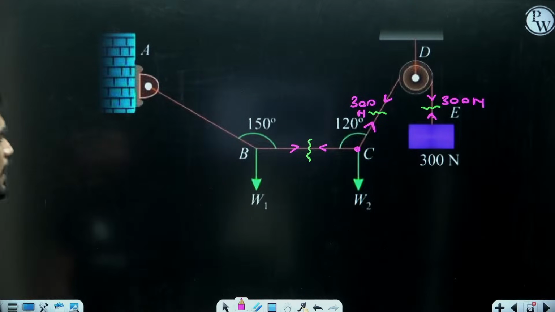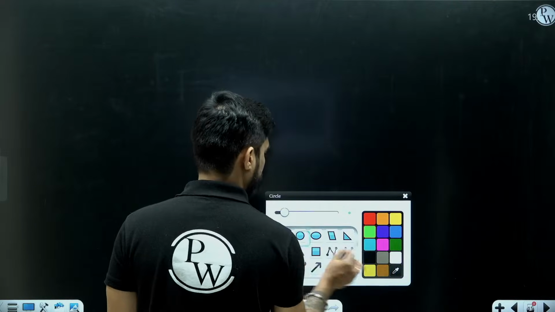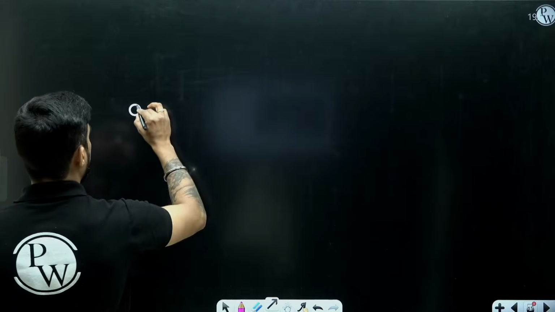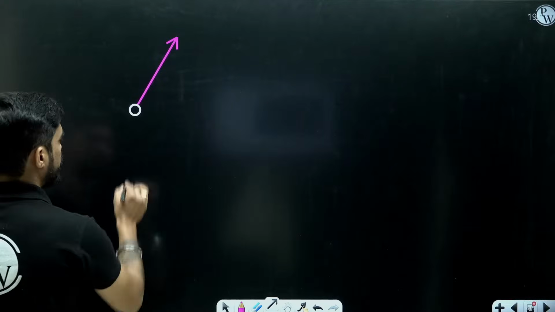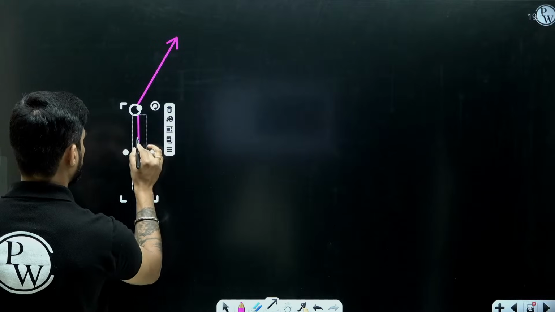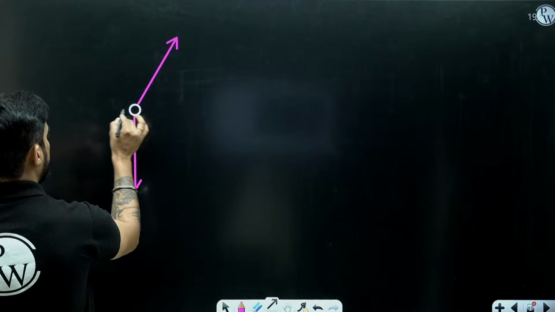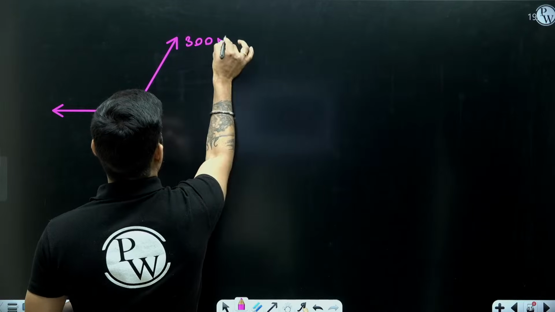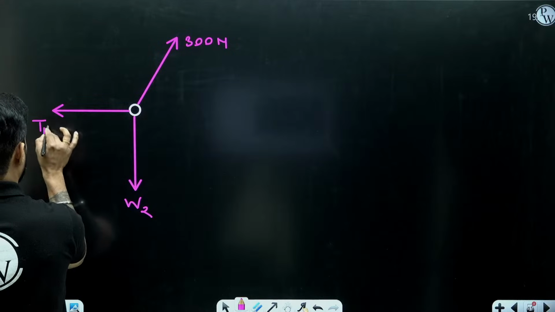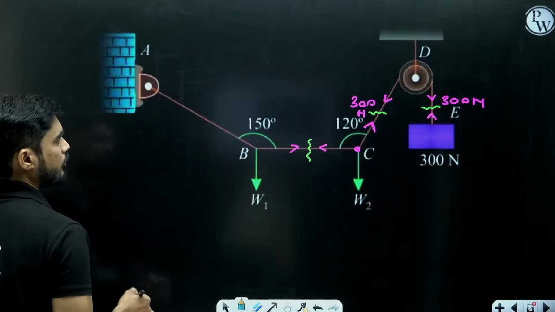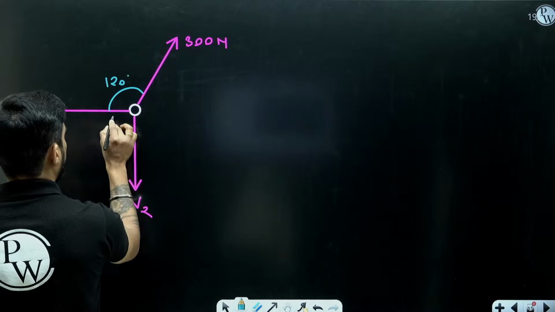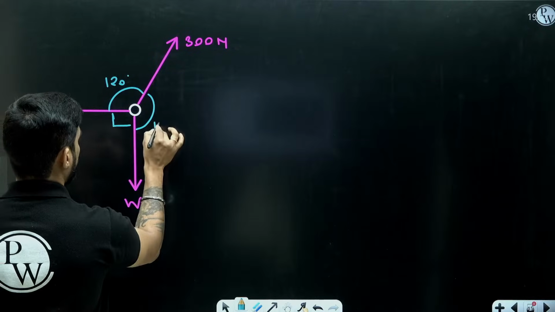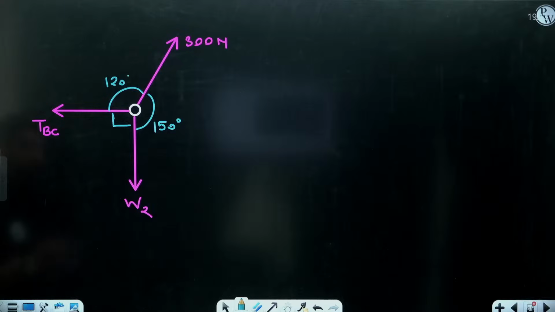So now beta, if I draw the FBD of C, what am I going to get, understand? This will be the tension 300 Newton. This is W2. And this will be tension in BC. This is the angle 120 degree. So this will be 90 degree. And this will be how much? 90 plus 120, 210. So 150 degree. So now this is C.